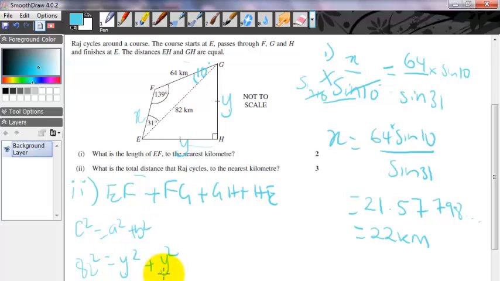Y squared plus y squared. Chocolate plus chocolate gives you how many chocolates? 2 chocolates. So y squared plus y squared is 2y squared. That's how you've got to look at it. You don't get confused with the 2's on top. So 2y squared is 82 squared. What's 82 squared? 6,724.